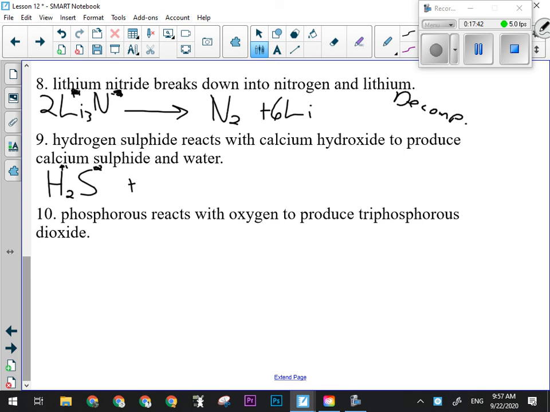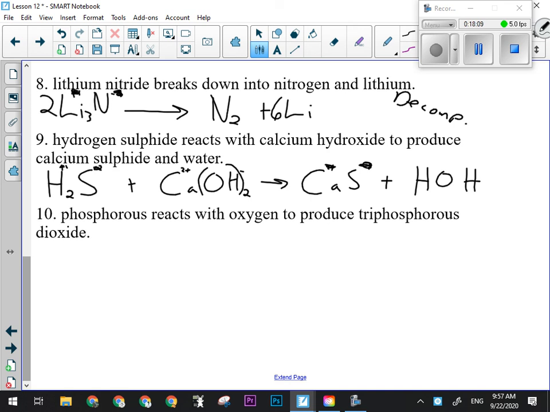Reacts with calcium hydroxide. Ca, 2+, OH, 1-. So when I drop and swap, brackets have to go around that. That's going to produce calcium sulfide, 2+, 2-, so that one's good the way it's written, plus hydrogen hydroxide, or water.